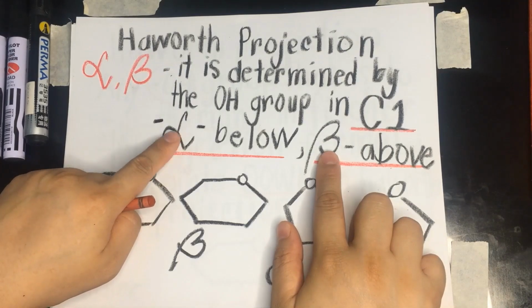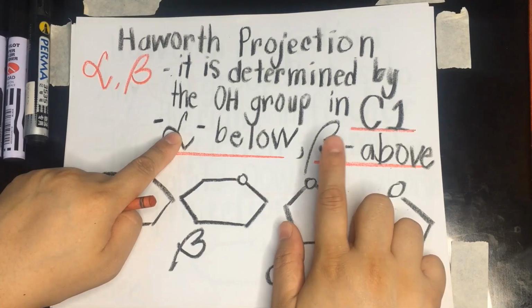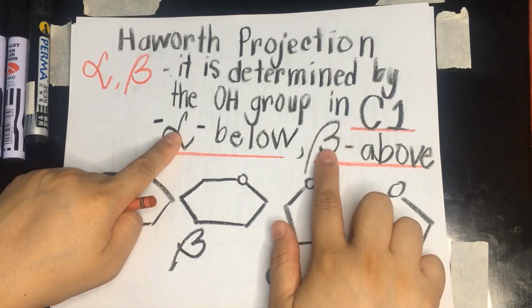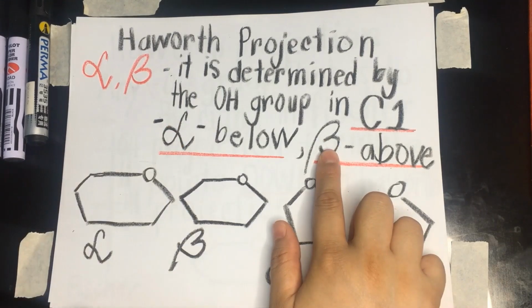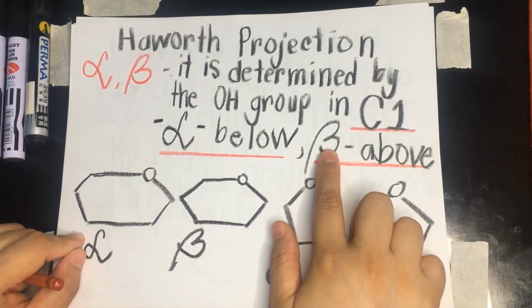L for low, lalim, below. For me, this beta looks like the letter B. So it is ibabaw, above, babaw.